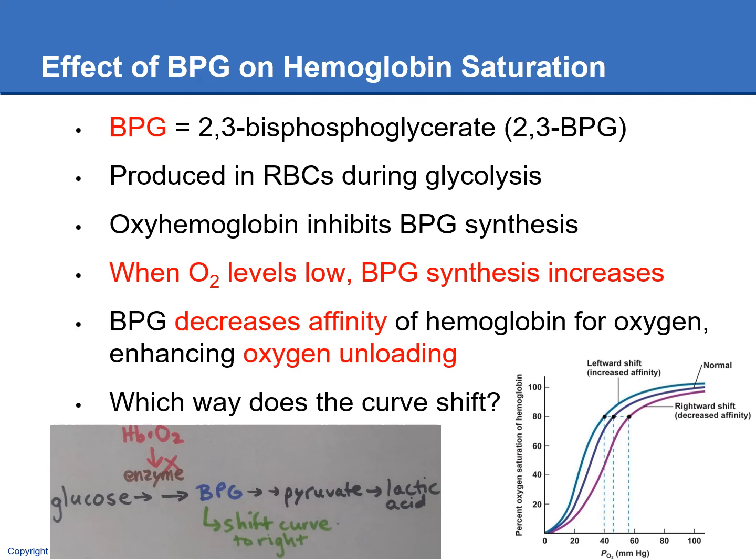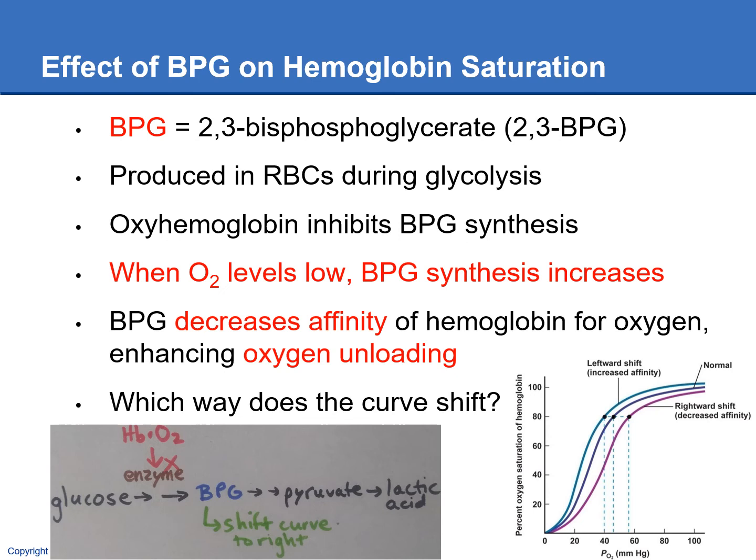So if we take a look at the chemical reaction on the bottom left here, you can see that as the glucose is being broken down to make the pyruvate and finally the lactic acid, BPG is just one of the intermediates. And if BPG is being made and there's a lot of it around, it will shift the curve to the right. So it will not allow the hemoglobin to bind to the oxygen as well, and so we're going to increase the unloading of oxygen at the tissues. So in the tissues, we're going to be producing lots of BPG, and that will shift the curve to the right, and that will increase the oxygen unloading at the tissue.